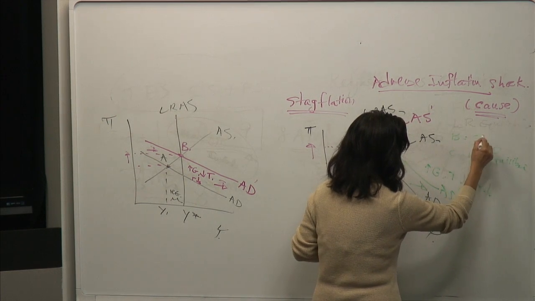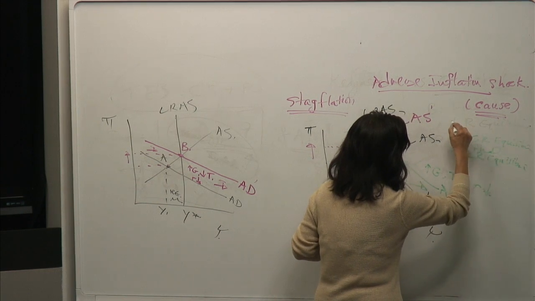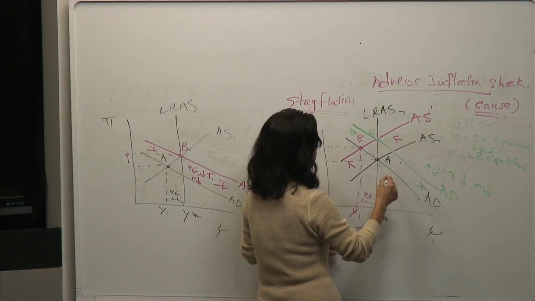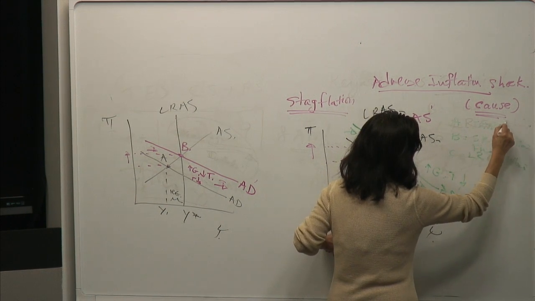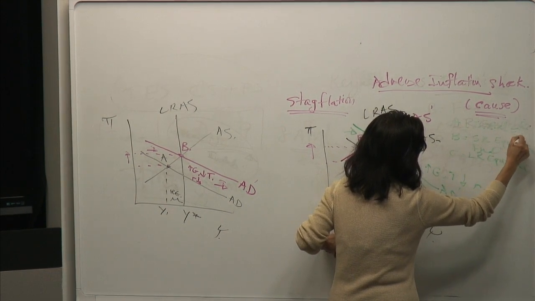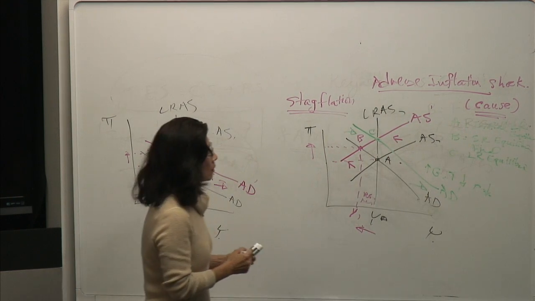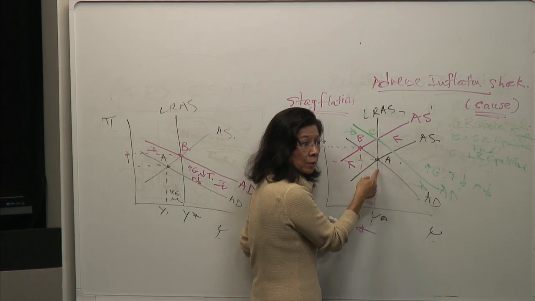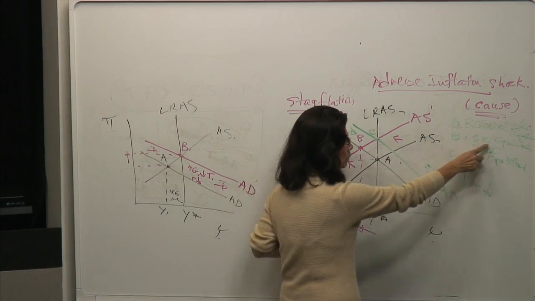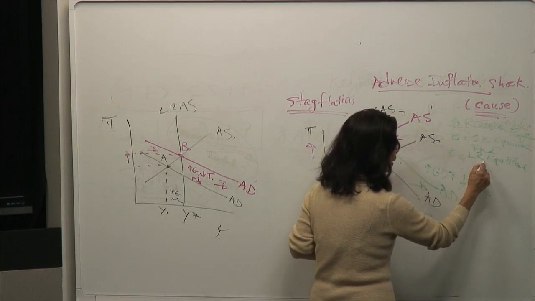Point B is your short run equilibrium. And point A is your initial long run equilibrium. Can you see all that? Yeah? I'm sorry, let me read it again. Point A is your initial beginning long run equilibrium. Point B is your short run equilibrium. And finally, point C is your final.